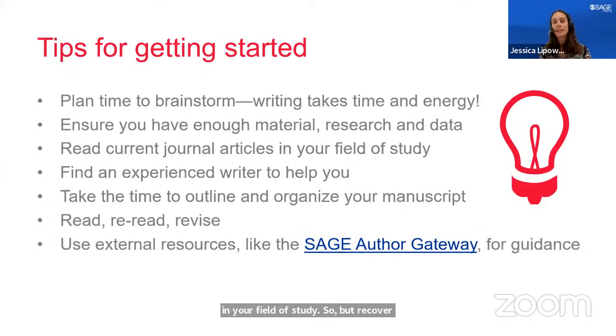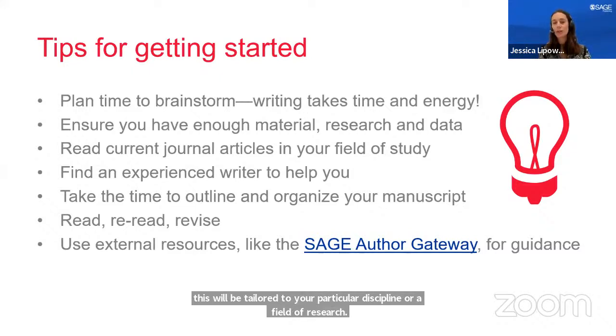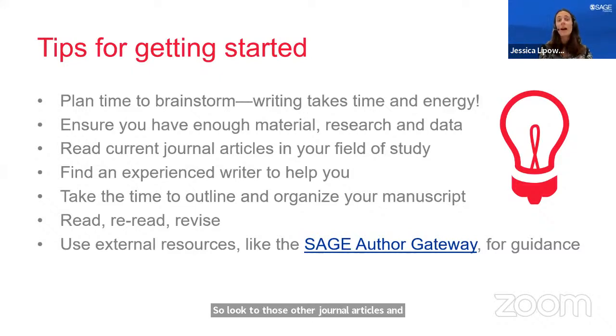So what we're covering here today is a high-level overview, and of course, much of this will be tailored to your particular discipline or field of research. So look to those other journal articles in your field of study. Perhaps find an experienced writer or a mentor to help you with this. So we have a future webinar on mentorship coming up. And then take time to provide an outline and organize your manuscript before you even get started. And as a reminder, we have fantastic resources on the Sage Author Gateway that you can reference, including Sage Author Services.